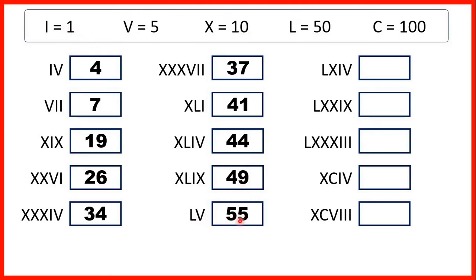LV is 55, because L is 50 and V is 5. LXIV is 64, because L is 50 and X is 10, so if we have 50 and then 10, we have 60, and then IV 1 before 5 is 4. LXXIX is 79, so LXX is 50 and then 2 tens, which makes 70, then IX is 1 before 10, so that's 9.